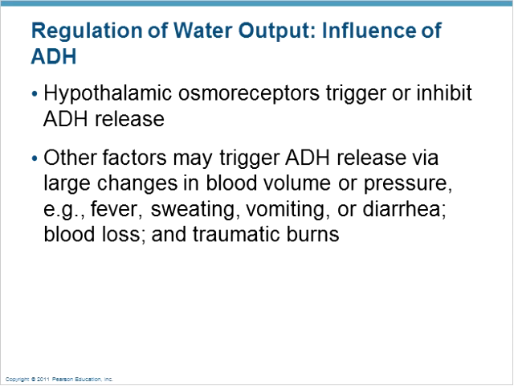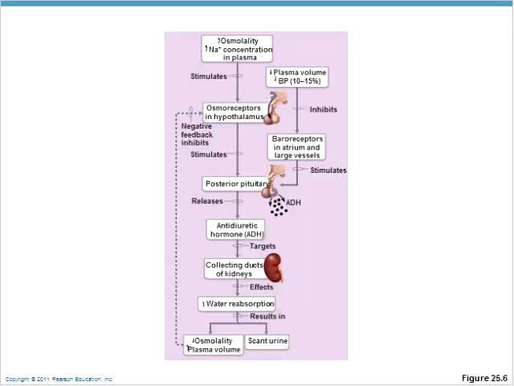Now, the hypothalamic osmolar receptors actually do trigger and inhibit the ADH release. So they determine whether or not ADH is released. Other factors that can trigger ADH release via large changes in blood volume or pressure are fever, sweating, vomiting, or diarrhea, blood loss, and traumatic burns. But sometimes when these things happen, this mechanism does not kick in until much later.